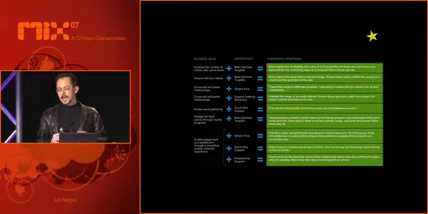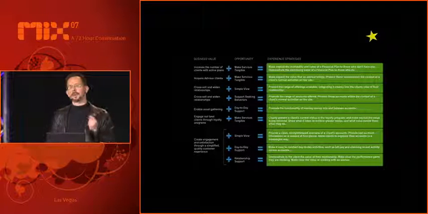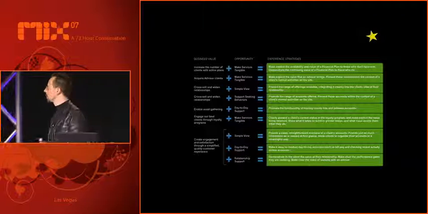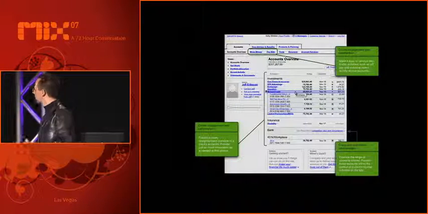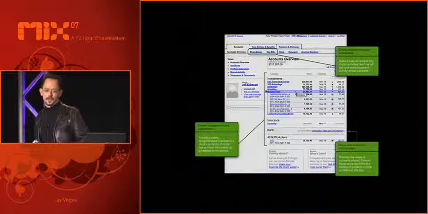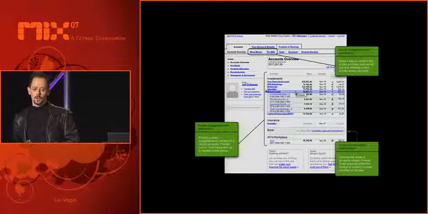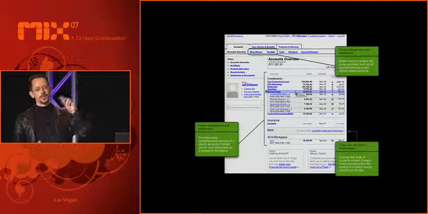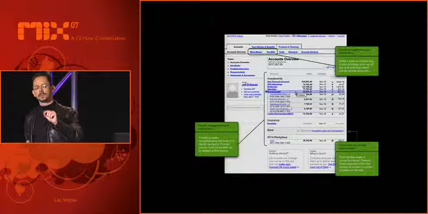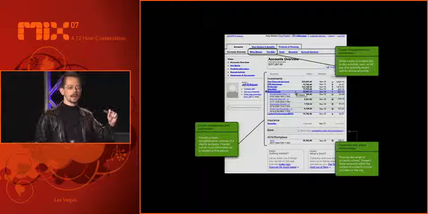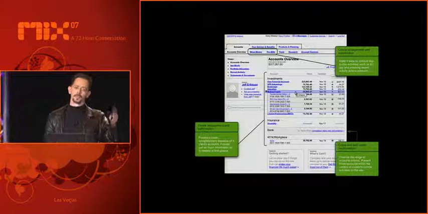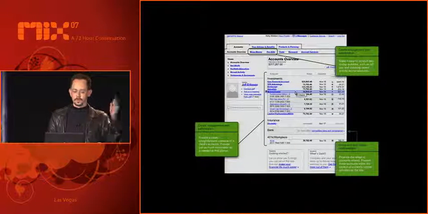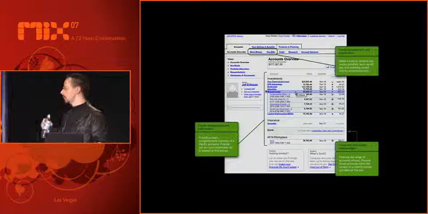These experience strategies, again, provided that guidepost for us throughout the process, so that when we got down into the details of designing specific page elements, we could connect the design choices that we made at that detailed level back to the experience strategies, so that we could make sure that everything that we were doing was aligned with the overall direction that the product needed to go.